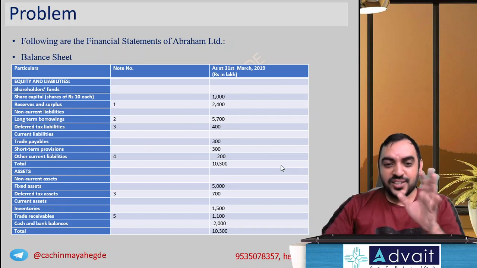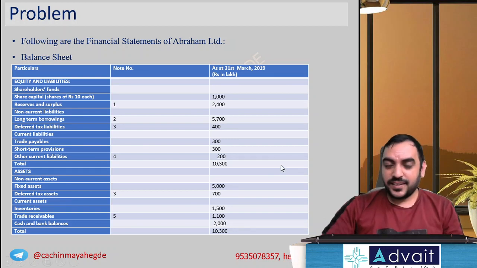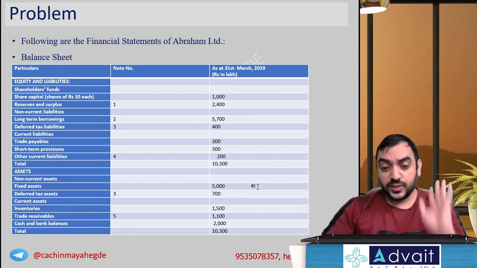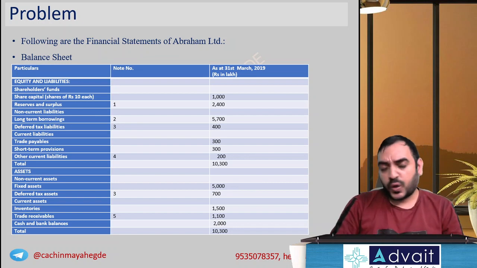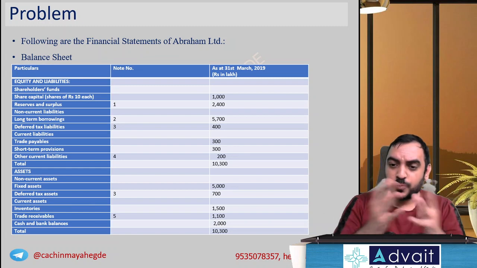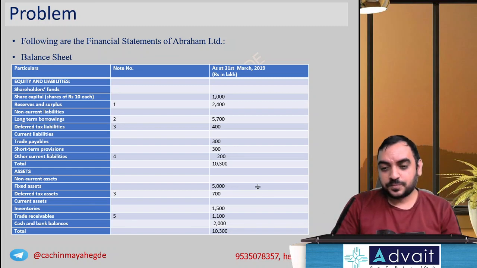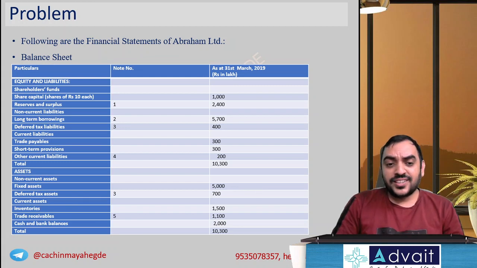Okay. So now let us do this examination problem based on Ind AS. This will give you clarity regarding how problems are asked in the examination and how we are going to solve them. You can come to this problem. Following are the financial statements of Abraham Limited.